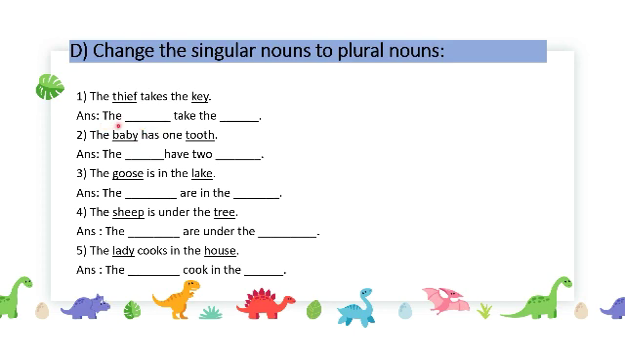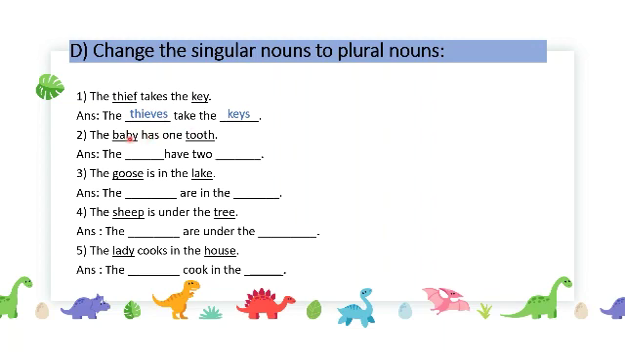So now this answer, the thieves take the keys. Now students, have you seen any difference in this first sentence and the second sentence? When we have changed this noun to plural, this verb is changed. See, the thief takes the key and now the thieves take the keys. Here there is no S. Okay, so there are some changes which take place when singular noun gets converted to plural noun.